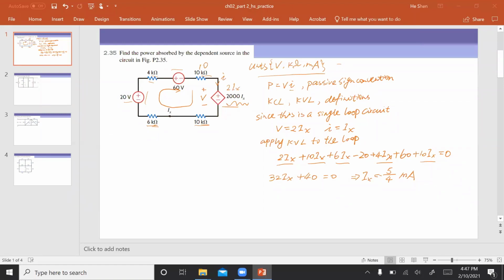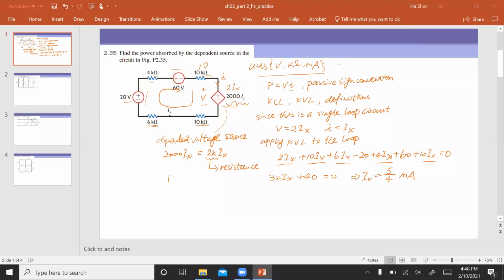Professor, just a little curious, why did you make the 2000 Ix into 2 Ix? This is a voltage source, right? Although it's a dependent voltage source. What is the unit for a voltage source? That is volt, right? And 2000 is to match the resistance, because in this problem all the resistances use a value in kilo ohm. You can see the 2000 Ix as a 2K Ix. This 2K is similar to the resistance in the problem. You see what I mean?